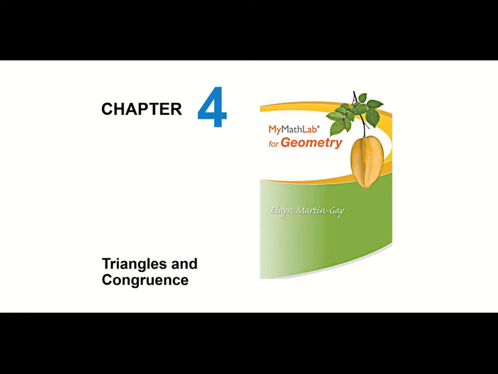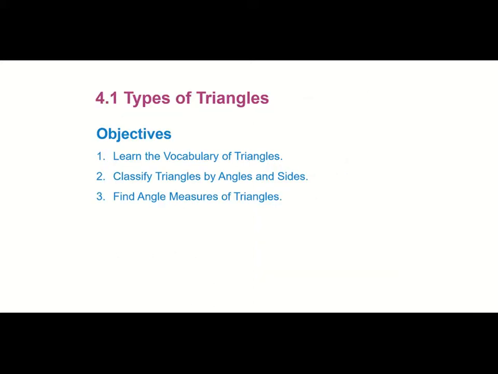Everybody, this is the beginning of chapter 4 for our Math 11 geometry course in our geometry textbook. In chapter 4, we're going to talk about triangles and their congruent statements to prove that two triangles are congruent. This video will focus on section 4.1. So we're going to look at different types of triangles, how to classify triangles, and then find angle measures of triangles as well.